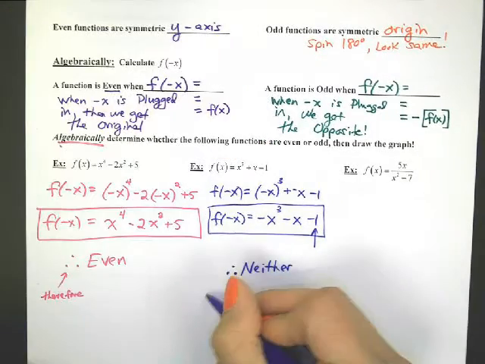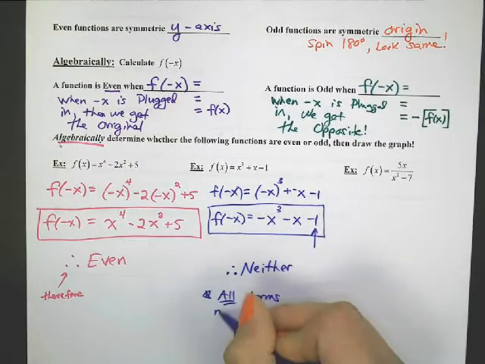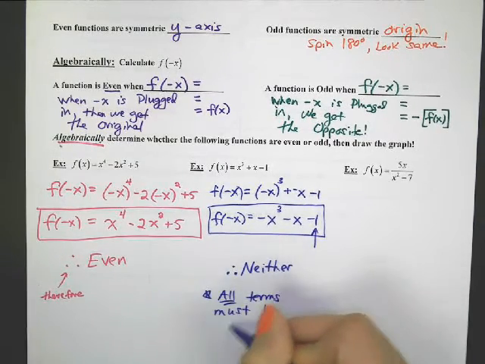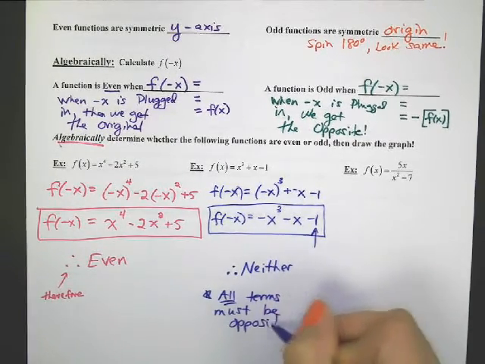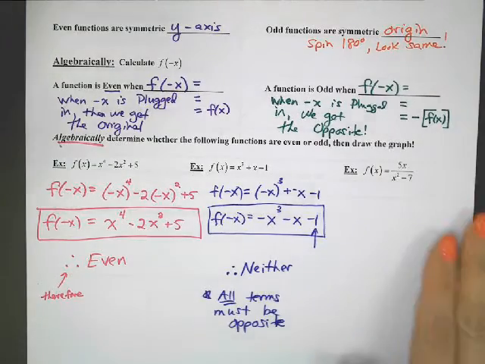You're going to say, therefore, neither. Okay? So here's a little note. All terms must be opposite, not just some of them. All terms must be opposite. All right, let's take a look at another one.